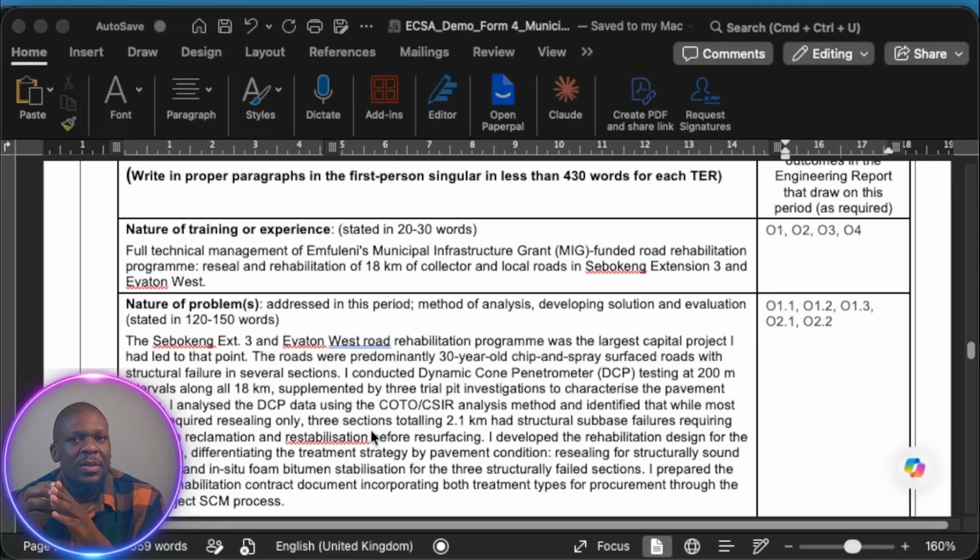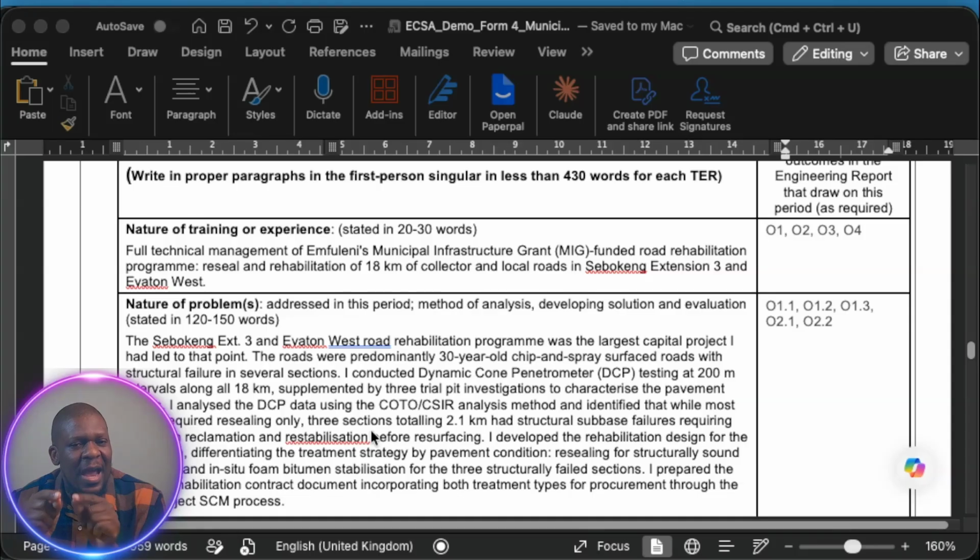It involves identifying the roads requiring reseal only, and performing an assessment of what kind of failure those roads are experiencing. Is it sub-base failure, which requires restabilization before resurfacing? I then developed a rehabilitation design or a concept report in terms of what kind of treatment is required. Some of you might say that we use consultants to do this.